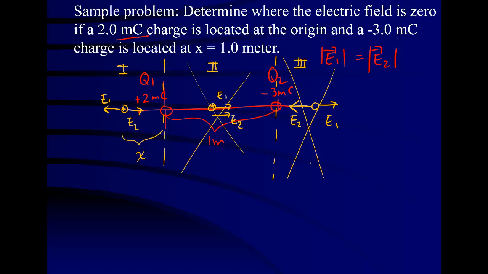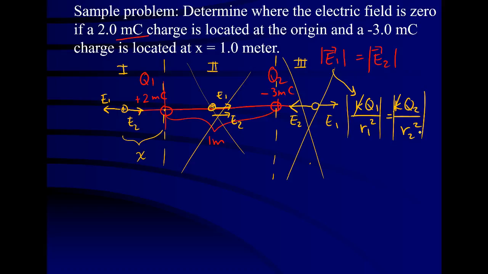Okay, so we want to search for that position x. We're just going to do a distance, not a displacement, so we're going to pretend like we're starting at 0 and going to the left. For that reason, the magnitude of E1 would be k Q1 over R1 squared, and the magnitude of E2 would be k Q2 over R2 squared. And this would be a magnitude.